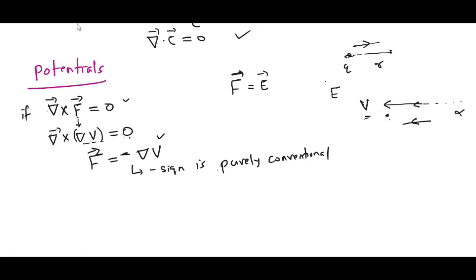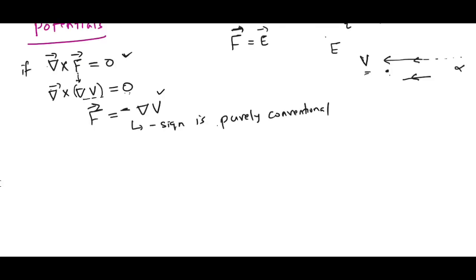Therefore, if curl of F is equal to 0, then this is a curl-less or irrotational field. The conclusion of this theorem is the following. Okay, this is theorem 1.